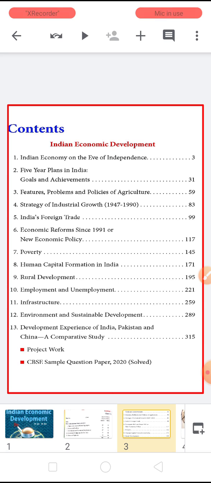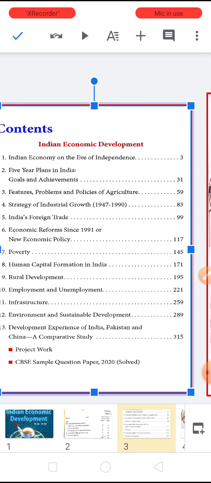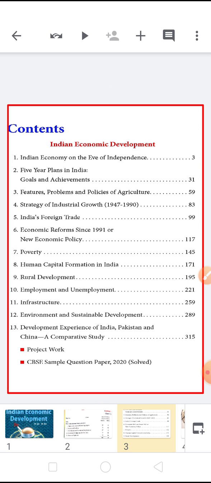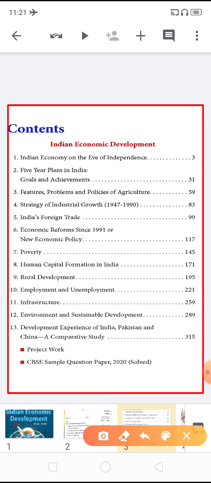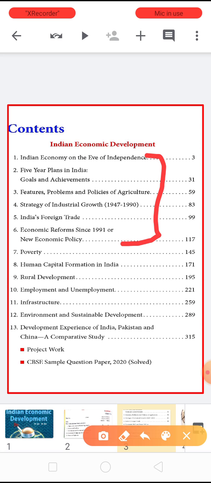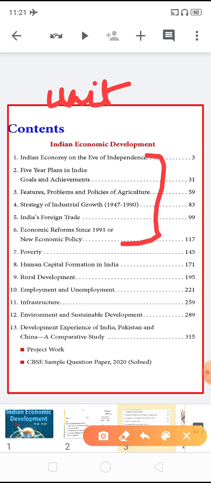So what I'm going to say is, chapter number 1 to chapter number 6, up to these first 6 chapters, come in unit number 1, which contains a weightage of 12 marks in your board examination. So this is unit number 1.